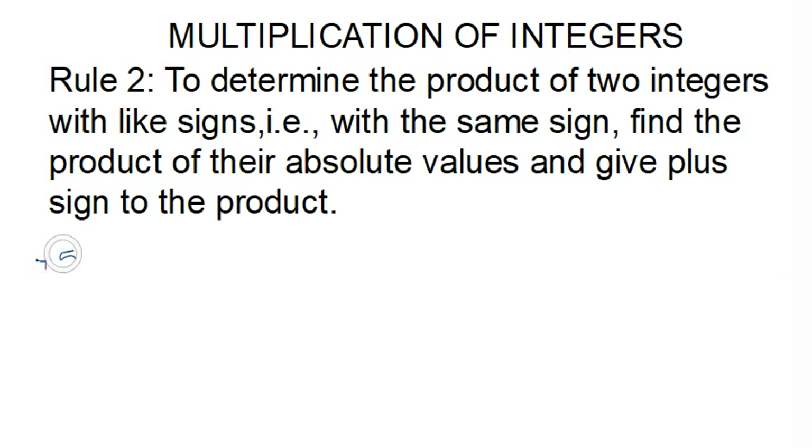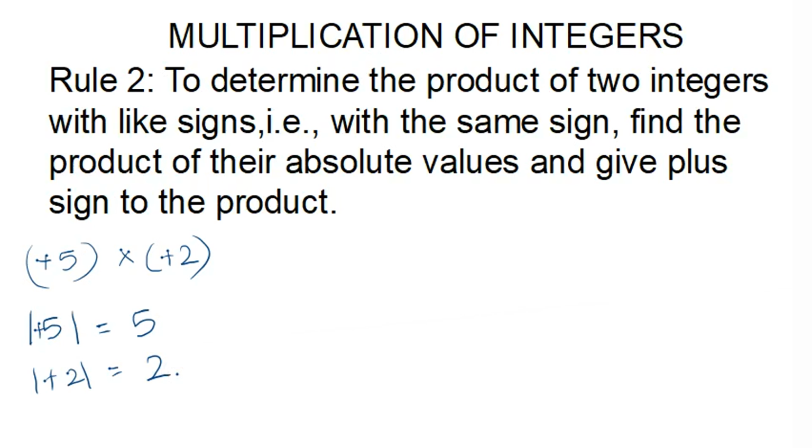Suppose I have plus 5 into plus 2. Then I have to find the absolute value of plus 5 first. Plus 5 equal to 5, plus 2 equal to 2. So now I will find the product. 5 twos are 10. So now I have found out, to determine the product of 2 integers with like signs, find the product of their absolute values. That we have done, and give a plus sign to the product. So now we will have to place a plus sign in front of the number. You can write it as plus 10 or simply 10 as well.